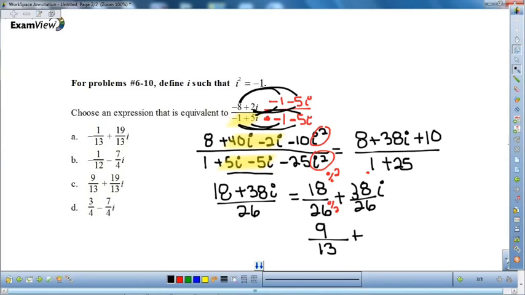The second one I'm also going to divide by 2. So 38 divided by 2 is 19. 26 divided by 2 is 13.